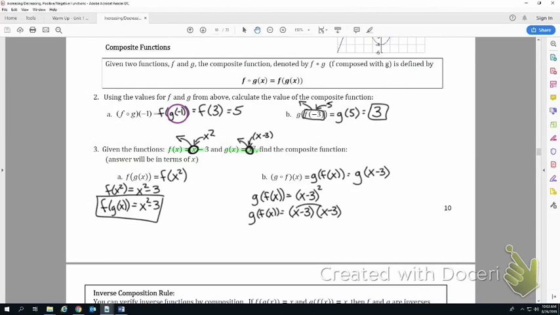I'll go first. So x times x is x squared. Outer, x times negative 3. Inner, negative 3 times x. Last, negative 3 times negative 3. So that would tell me that g of f of x is x squared minus 6x plus 9.